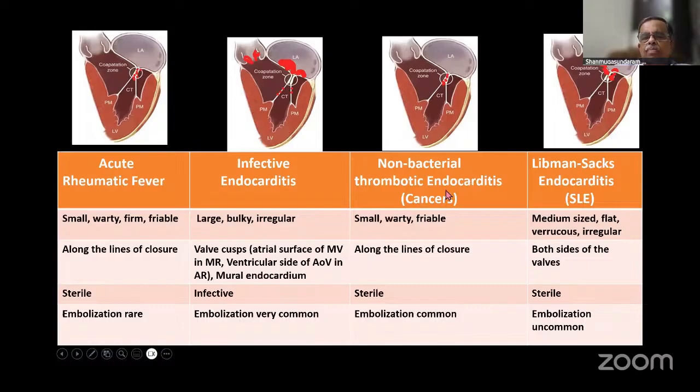And look at non-bacterial thrombotic endocarditis. A subtype of it is Libman-Sacks. It predominantly occurs in the lines of closure, the smaller ones, with embolization being less common.